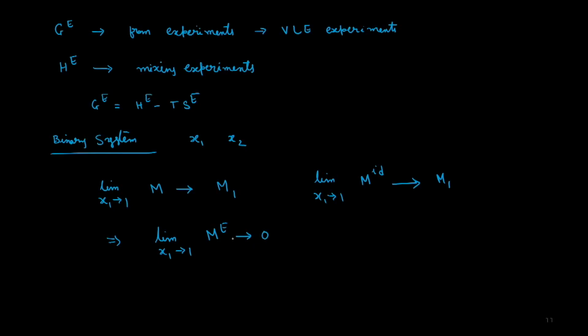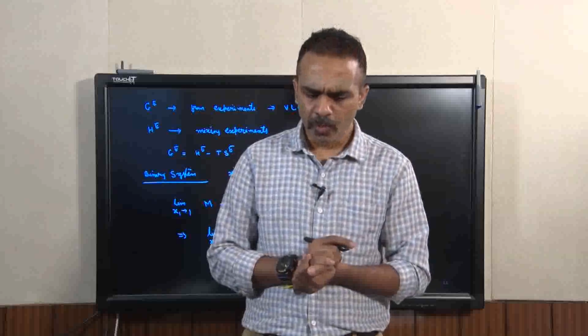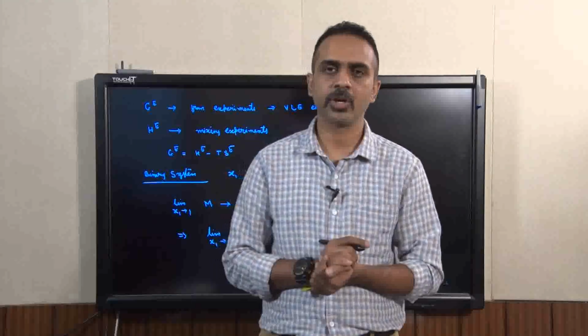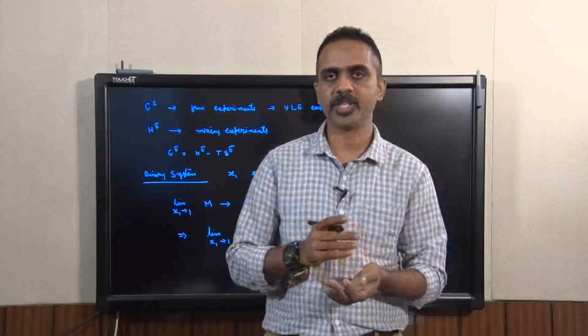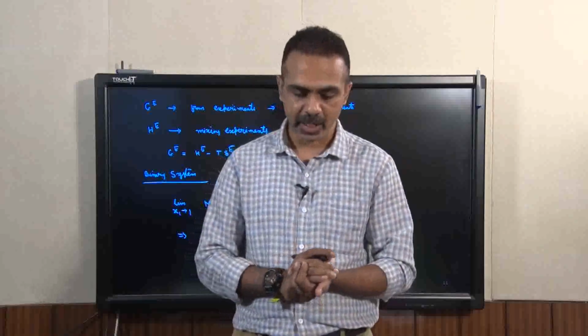This is true for all excess properties, and not just for pure component limit of 1. In fact, this logic should also hold for pure component limit of 2. The excess property should go to 0. Of course, at that limit, M will approach M2, and M ideal will also approach M2, the pure component property of 2. Other than that, there is no particular thermodynamic restriction on how excess properties such as GE or HE need to behave.